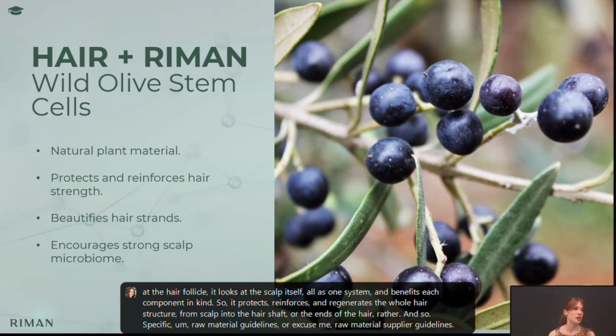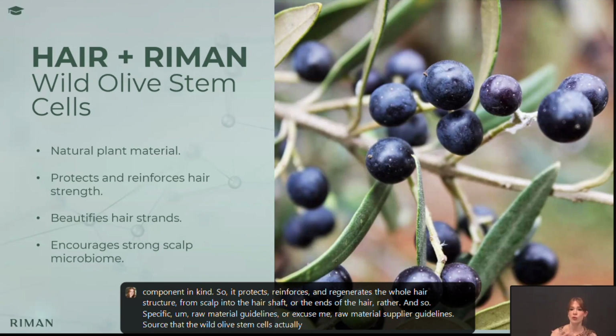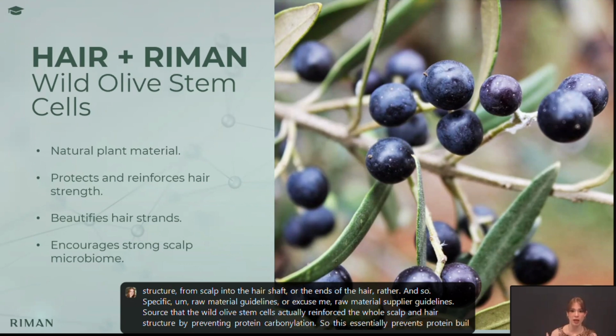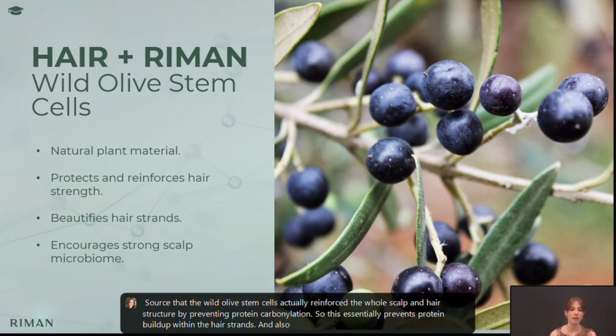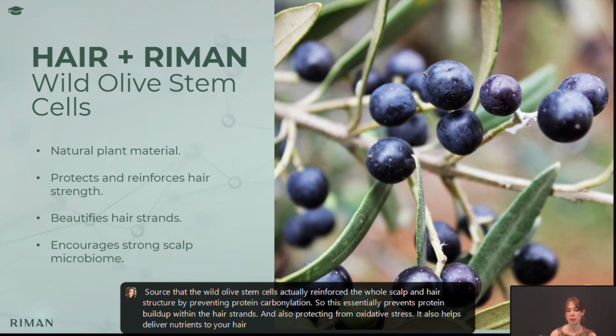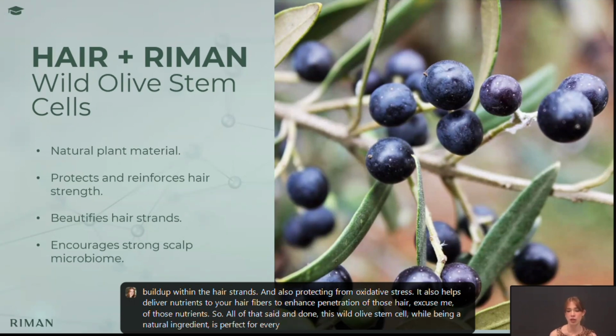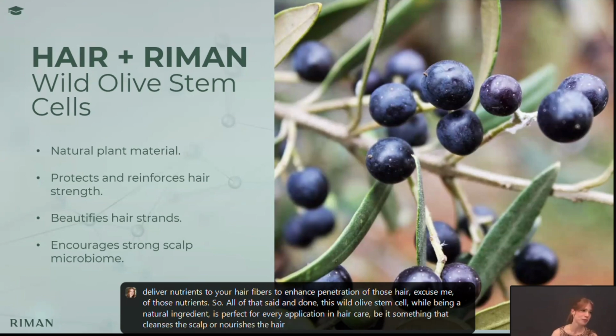And so specific raw material supplier guidelines state that the wild olive stem cells actually reinforce the whole scalp and hair structure by preventing protein carbonylation. So this essentially prevents protein buildup within the hair strands and also protects from oxidative stress. It also helps deliver nutrients to your hair fibers to enhance penetration of those nutrients. So all of that said and done, this wild olive stem cell, while being a natural ingredient, is perfect for every application in hair care, be it something that cleanses the scalp or nourishes the hair shaft.